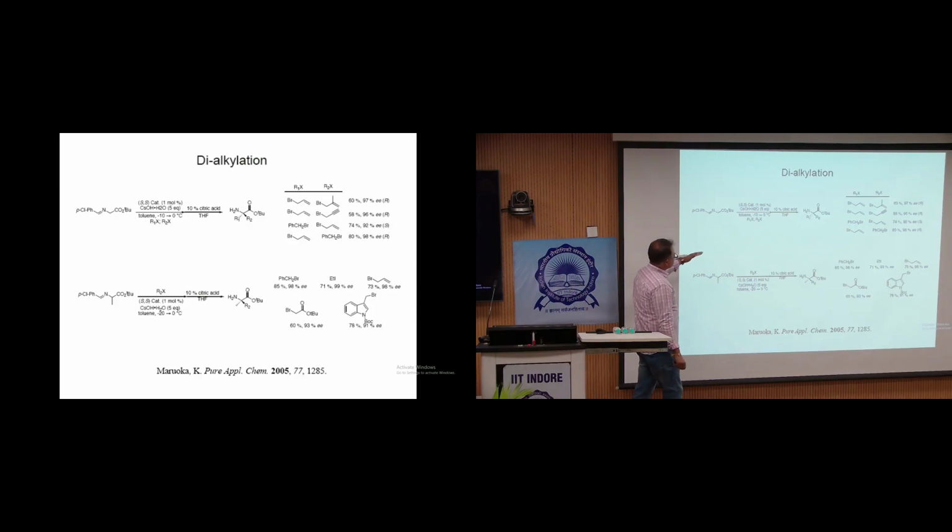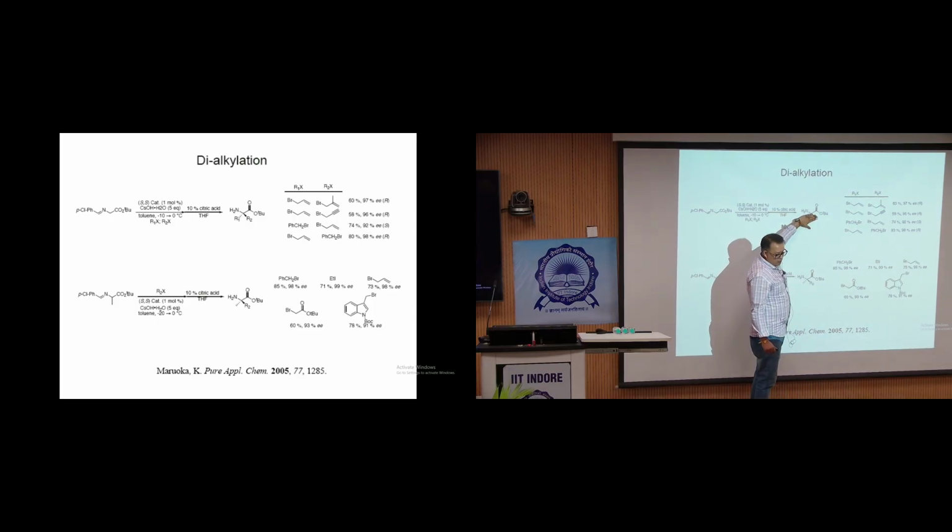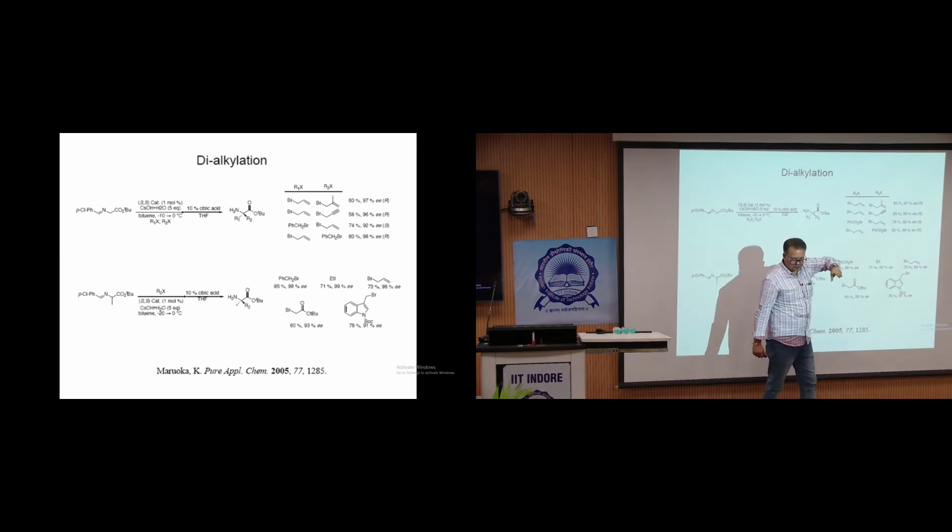In all cases, they use 1 mole percent of catalyst delivering all these short-step alkylations. And this is an example where they show dialkylations as well. Why is this important? So let me ask you a question. Just forget it. If there are 2 hydrogens, do you have a reaction where you can do dialkylation in one step? Not step by step.